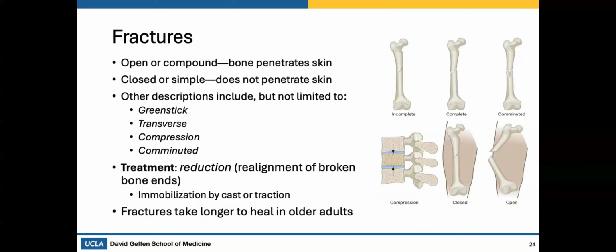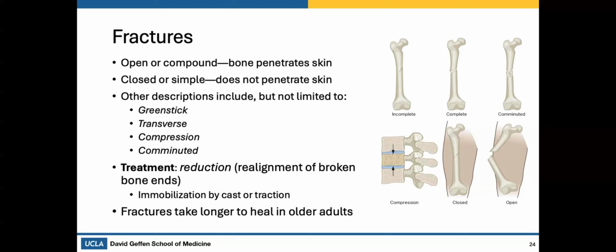Let's talk a little bit about fractures. What happens when there's an injury? There are many types of bone fractures. There are open or compound fractures where the bone penetrates through the skin. There are closed or simple fractures where the bone doesn't penetrate the skin, but they're broken. And there are a couple of other distinct descriptions that are used to describe fractures, which is really just a word that means a breakage, right? A fracture is synonymous with a break.